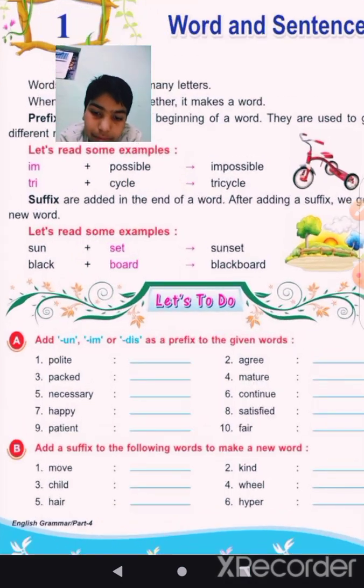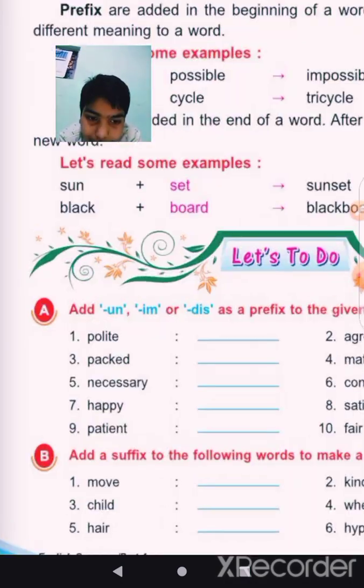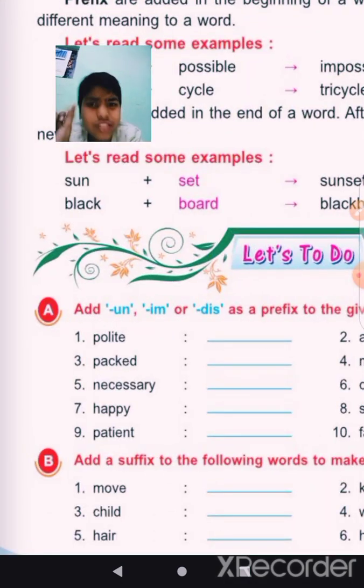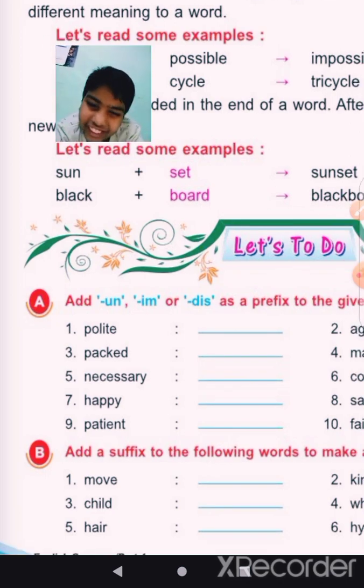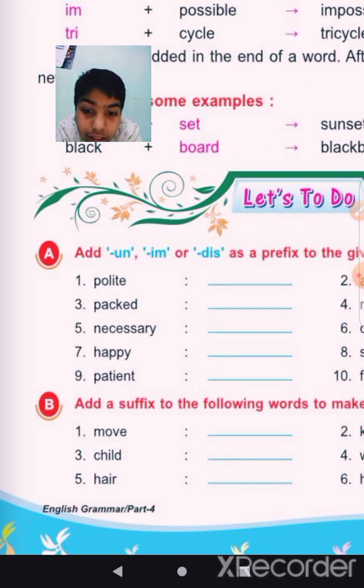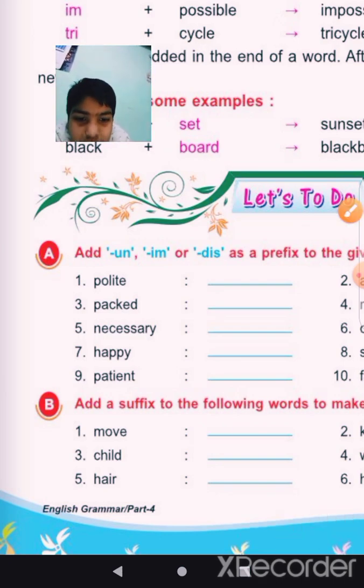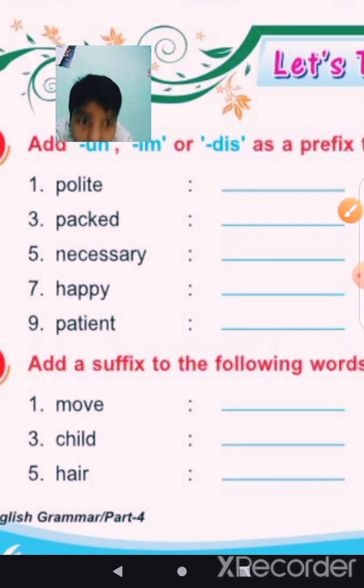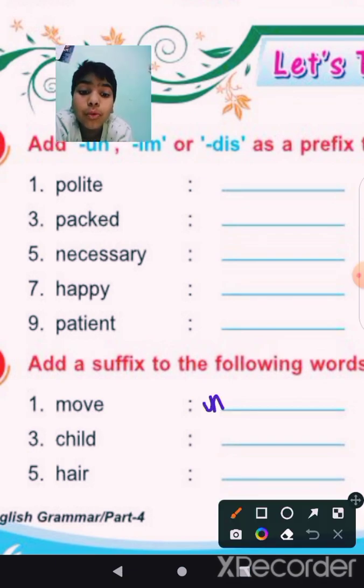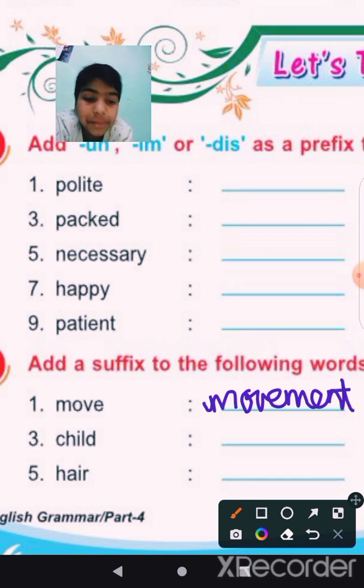So I got 1, 2, 3. Okay, I hope you have thought about it now. So it will be move. It's really easy. You are familiar with this word. Movement. Easy. Find other words, okay? That will be your homework.